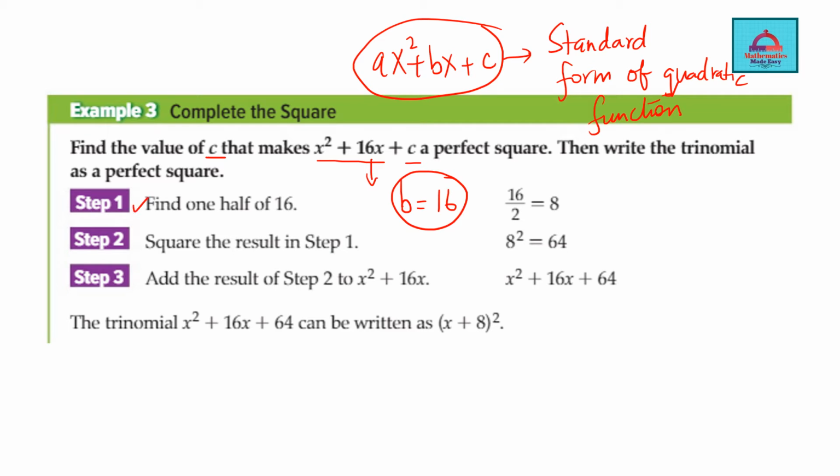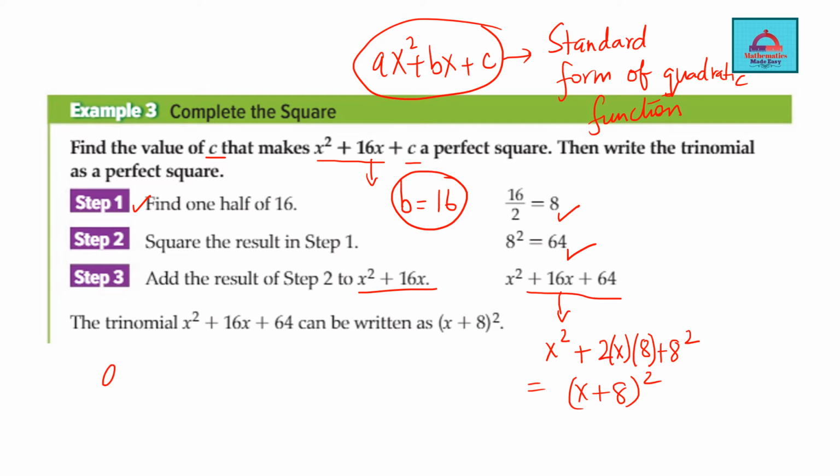Let's do step 1, find 1/2 of b. So divide by 2, that's 8, and the square of 8 is 64. Add the result to the question part, so you add 64. Now is this a perfect square trinomial? Let's check. This is x square, already perfect. 64 is 8 square, plus 2 times a times b. The first term is x, the second term is 8. Yes, so this is coming out to be x plus 8 whole square.